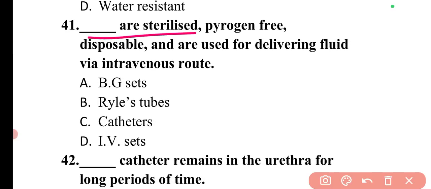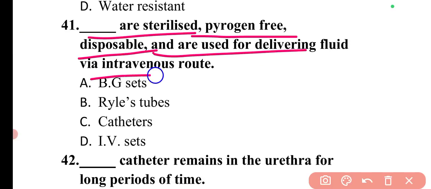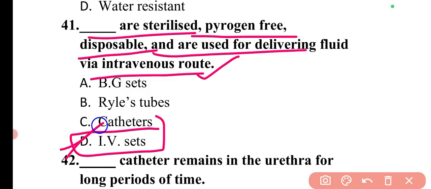The question is, dash are sterilized, pyrogen free, disposable, and are used for delivering fluid by intravenous route. So these are the intravenous sets, IV sets. These have different properties: they are sterilized, they are pyrogen free, they are disposable also, and they are used for delivering fluid by the intravenous route. By the name itself, it is clear that they are made for the intravenous route.